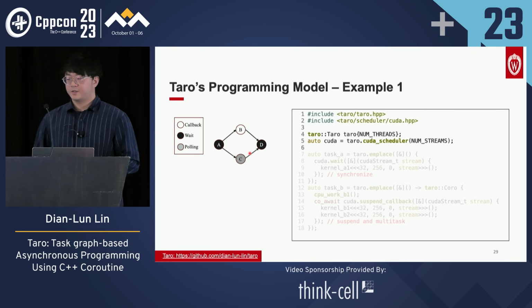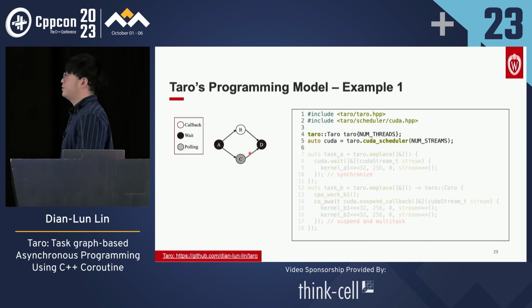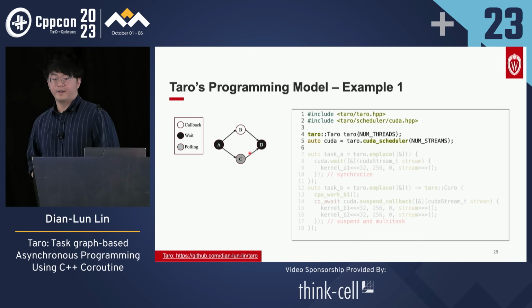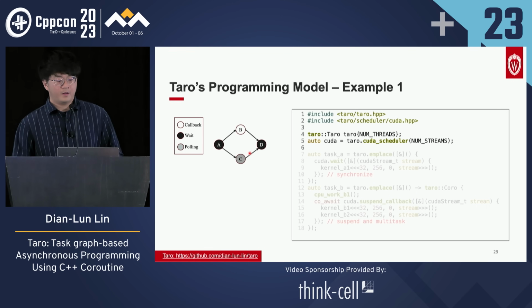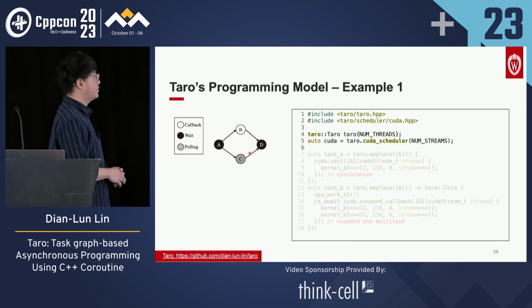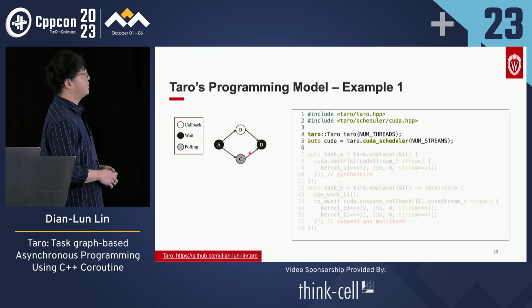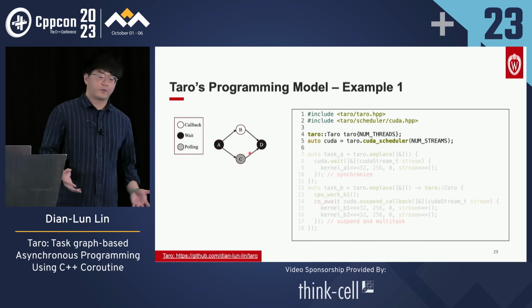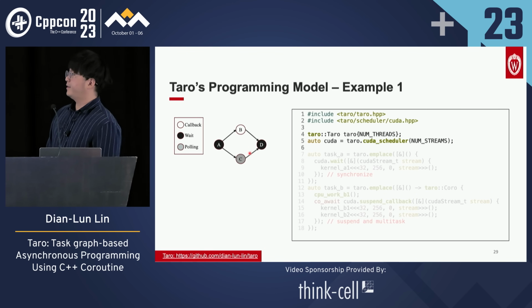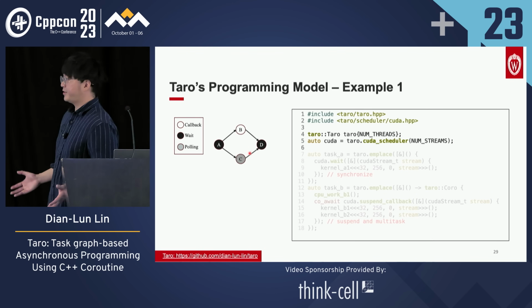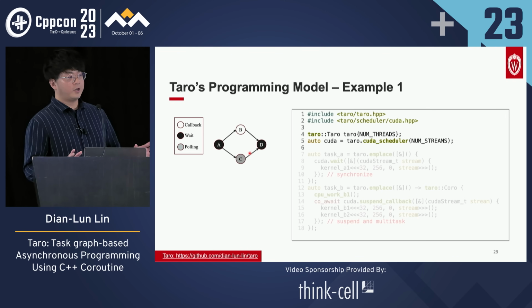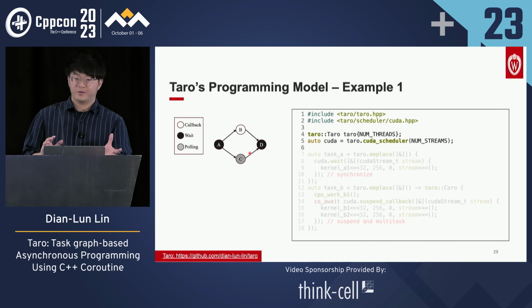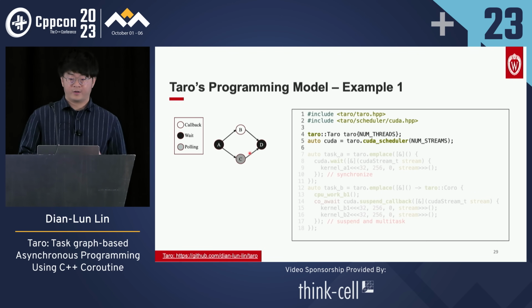All right, so first, what you're gonna do is to include two files, Taro.hpp and CUDA.hpp. Here we use CUDA GPU as an example. So first thing to do is to declare Taro, specify how many CPU threads you want to use. And you need to declare CUDA, specify how many CUDA streams you want to use. CUDA stream is like a task queue in GPU. So when you call a kernel, you need to specify which stream you want to enqueue.